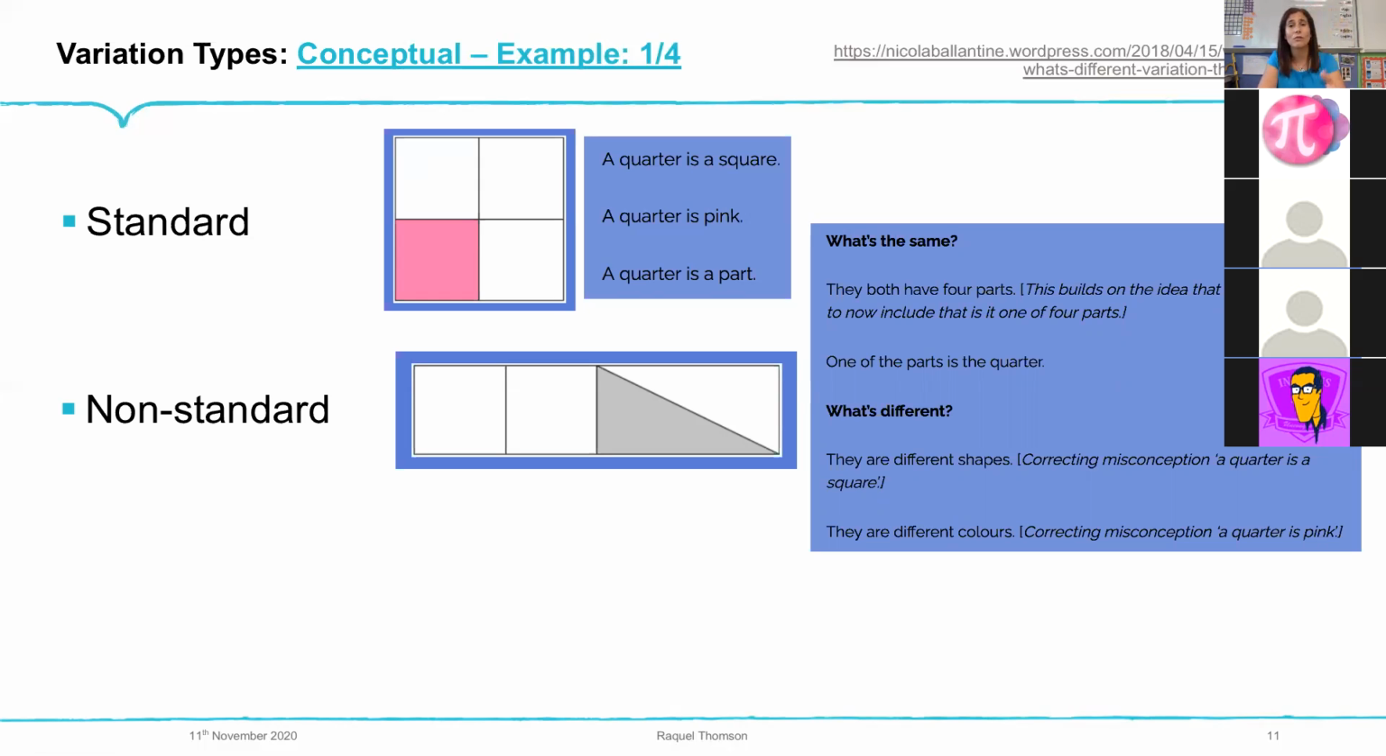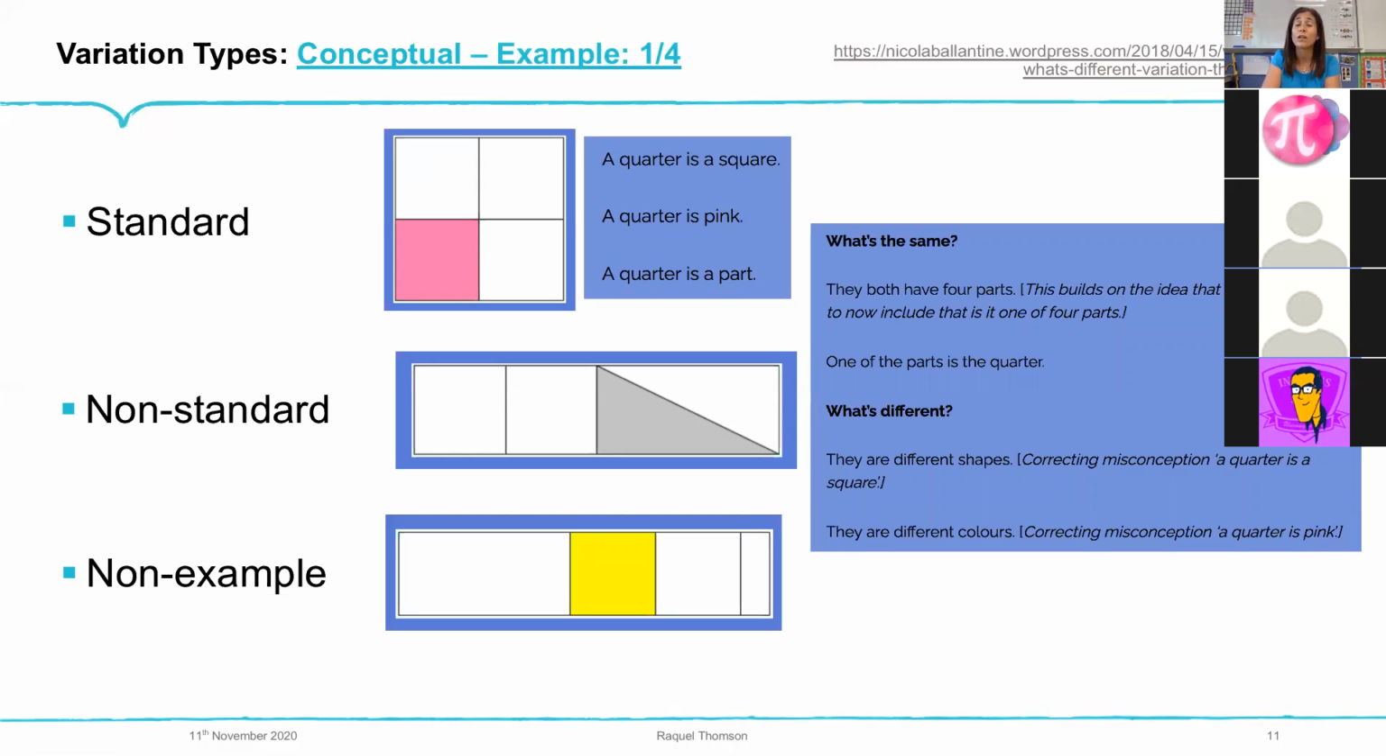And then from the standard to the non-standard, we show a non-example, like the rhino that we just showed. So the non-example would have been something like this. And immediately they could see, okay, why is this a non-example?